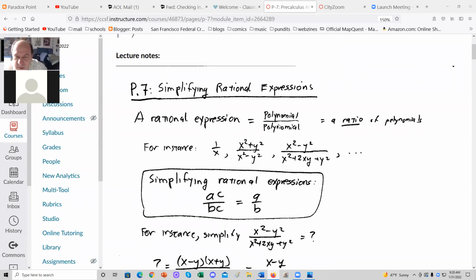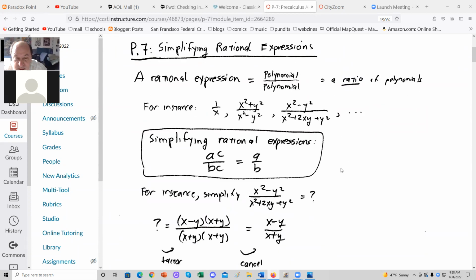It's a ratio of polynomials. Okay, polynomial over polynomial. 1 over x is a rational expression. x squared plus y squared over x squared minus y squared, another one. x squared minus y squared over x squared plus 2xy plus y squared, another one, and so on. Now you can simplify a rational expression the way you simplify a ratio. If there's a common factor in numerator and denominator, then they cancel. a times c over b times c is a over b.